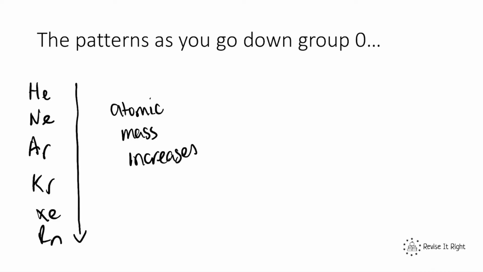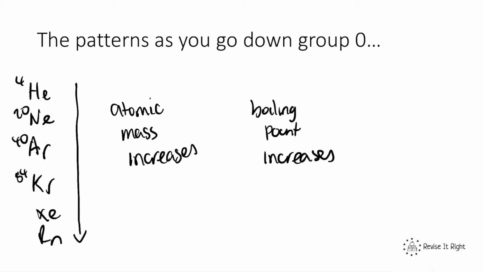The boiling point also increases as you go down the group. So the boiling point and the melting point also increase as you go down the group. Okay, so 2 patterns we need to learn there, that the mass increases as you go down the group, but also the boiling point does as well. Now, they are all non-reactive, so we don't have to talk about the reactivity as you go down the group because they are inert. They do not react much. So, there we have talked about group 0 elements.